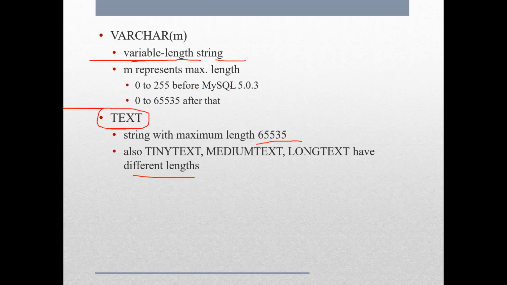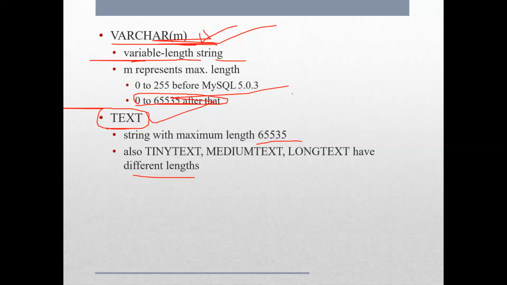So 0 to 255 in MySQL 5.0.2. But can anyone tell me which version of MySQL we are using right now? Because we have just done the installation, it is 8.0. So now varchar represents 65535 letters. As someone asked why we prefer varchar, traditionally we use varchar, but you can always use text also.